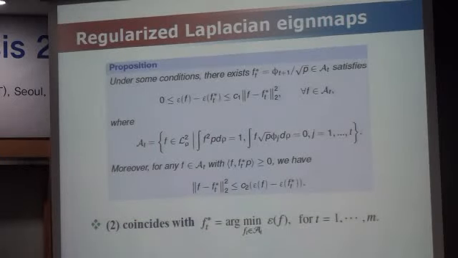One key number is this error, which is usually used in learning theory. There are many tools to discuss the error. The key point is that the distance between F and F star is controlled by the error. In the rest of the talk, we only discuss this in the framework of learning theory.